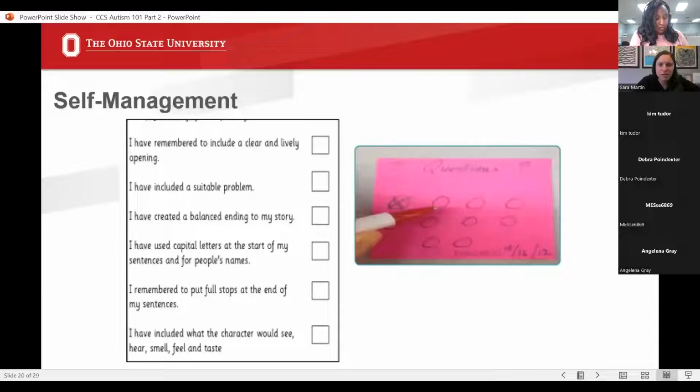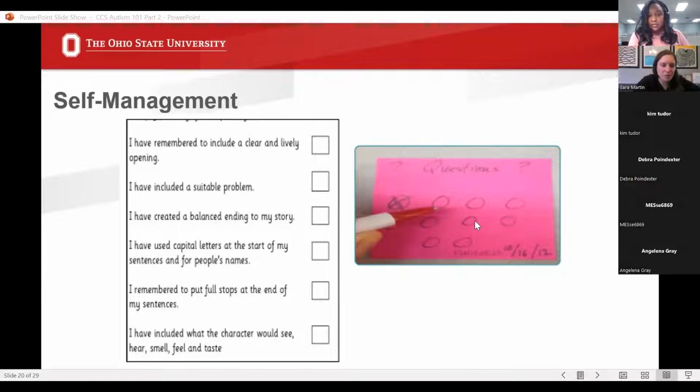So here are some examples of self-management tools. In the picture on the left is a list of expectations of a good story. The student would then assess their work by checking off the elements of quality that they feel they have met. This would be an example of a student managing their own learning.